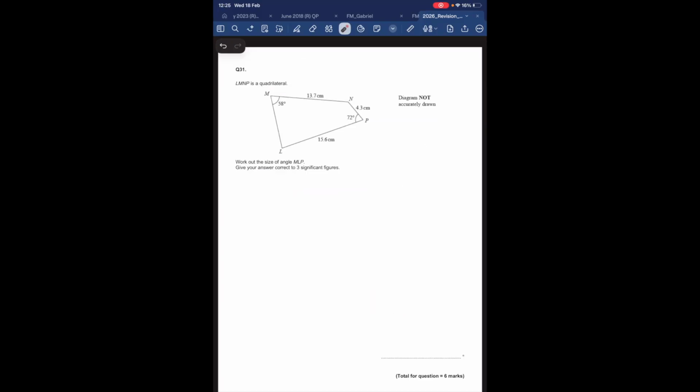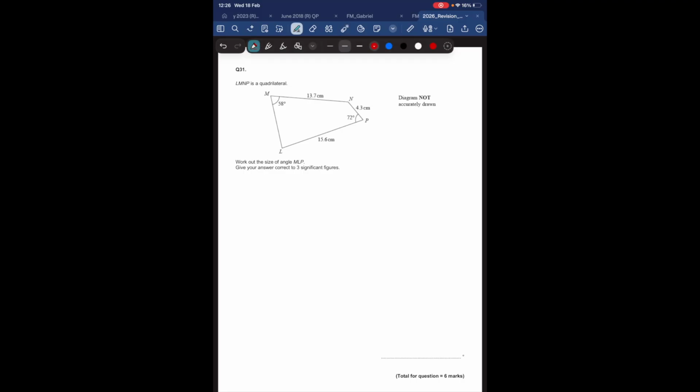This is a rather tricky question involving a quadrilateral, a four-sided shape. Knowing where to begin is probably the hardest bit. If you've got a question like this where you're given lengths and angles and you can't obviously see a right angle triangle, it indicates that you may have to use either the sine rule or the cosine rule, which means that you need to draw an extra line to make a triangle. Now, we note that it's a 6-mark question, so we know that it's going to have multiple steps.